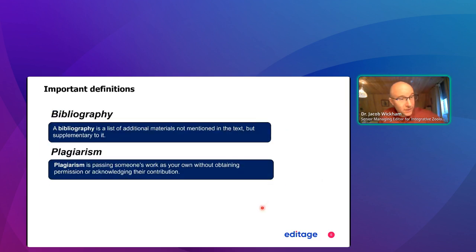So, more definitions. One is a bibliography. This is a list of additional materials not mentioned in the text, but supplementary to it. Sometimes supplementary materials will have their separate references section. And then plagiarism, this is a word you should all know. This is passing off someone else's work as your own without obtaining permission or acknowledging their contribution. Usually, this can be avoided by proper citations and paraphrasing.